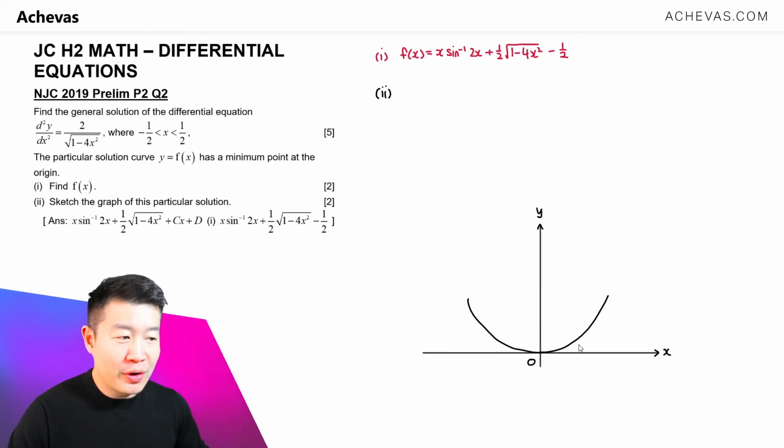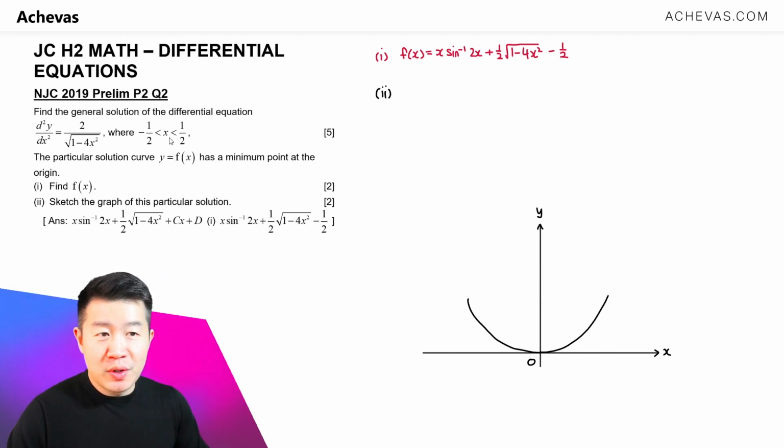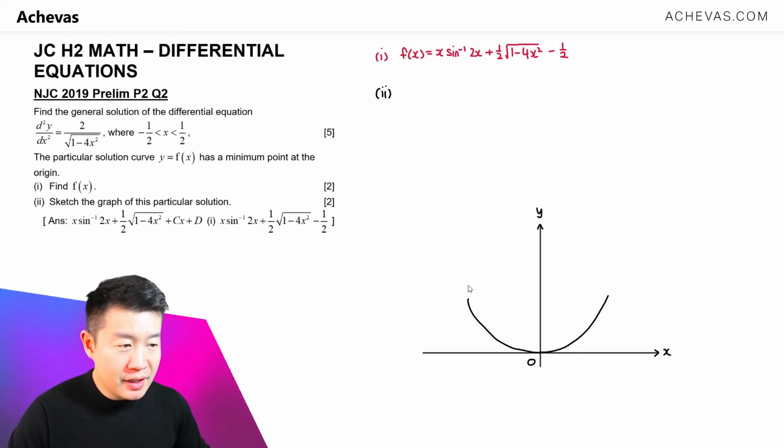We are supposed to sketch the graph of y equals f(x), and if you had pressed that into your graphing calculator, this is the shape that you are going to be getting. For the graph to be meant for f(x), we want to make sure that x is strictly between minus half and half. So at these two endpoints, I'm going to make use of a hollow dot to specify that they will not take up these two values. So we have these two hollow dots here.